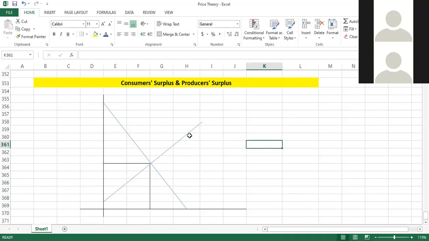So how can we show this graphically? If you want to show consumer surplus, will it be above the equilibrium price or below the equilibrium price? Below.